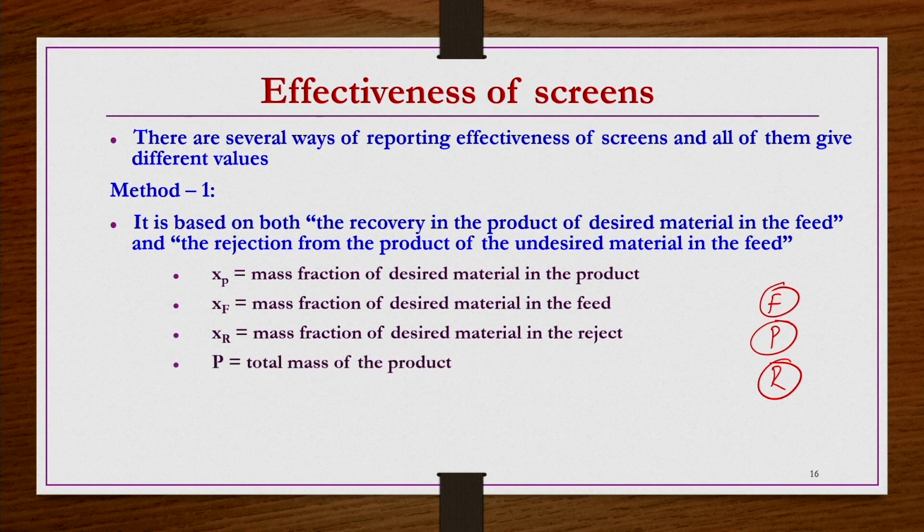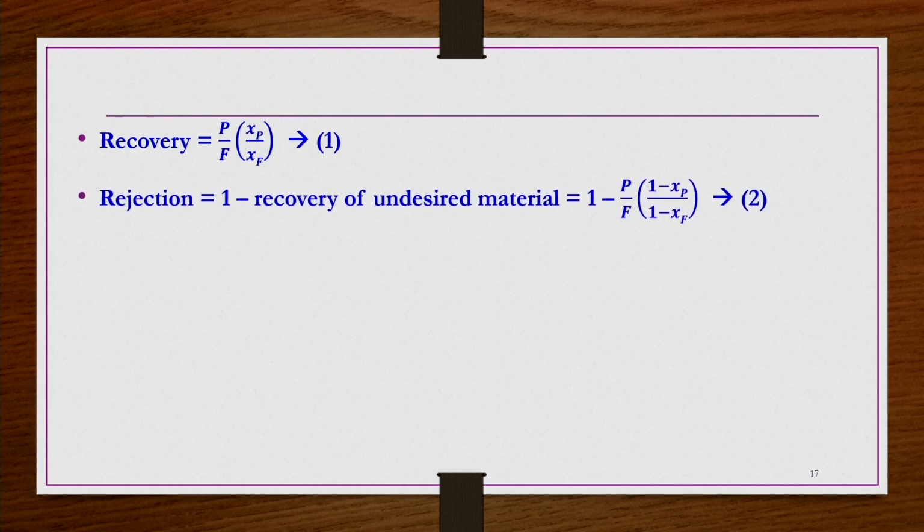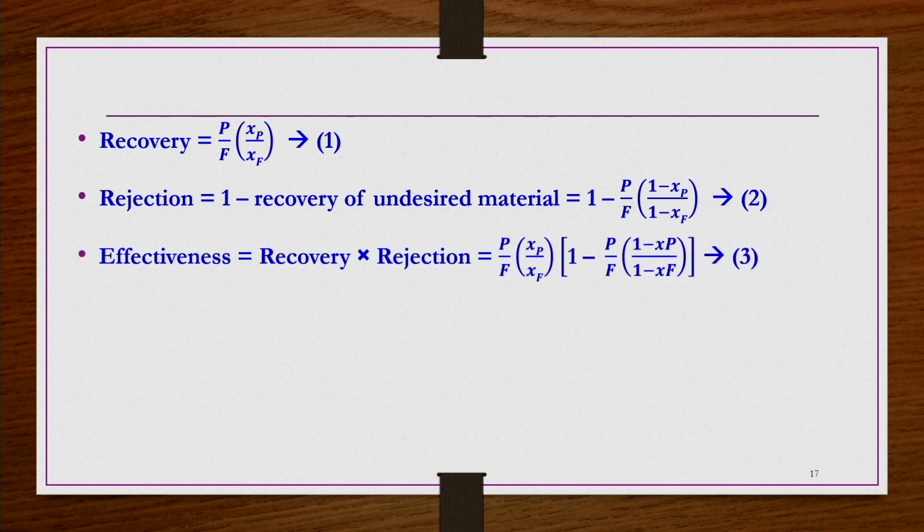Now here P is the total mass of the product, F is the total mass of the feed, and R is the total mass of the reject. So recovery should be P by F multiplied by XP by XF. Then rejection should be 1 minus the recovery of undesired material, so that is 1 minus P by F multiplied by (1 minus XP) by (1 minus XF). Then effectiveness is nothing but the product of these two. When you multiply them, you get P by F times XP by XF, multiplied by 1 minus P by F times 1 minus XP by XF.